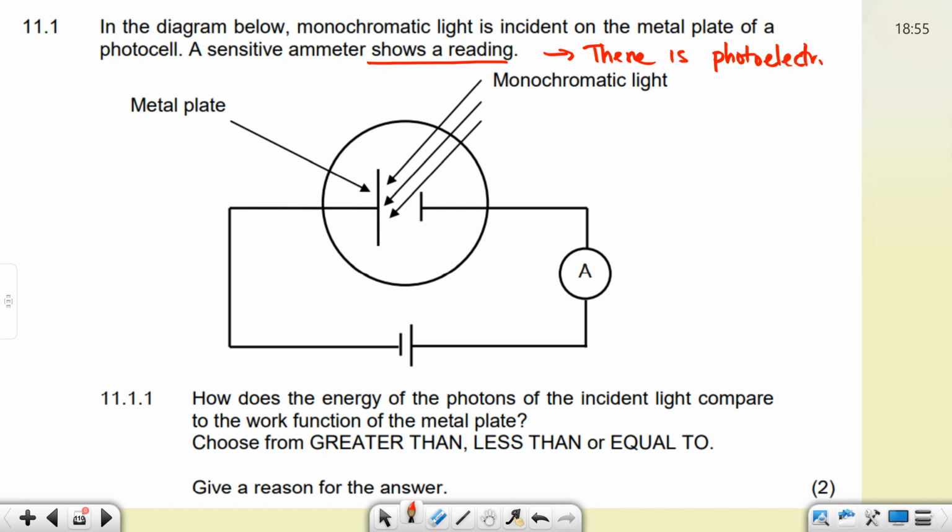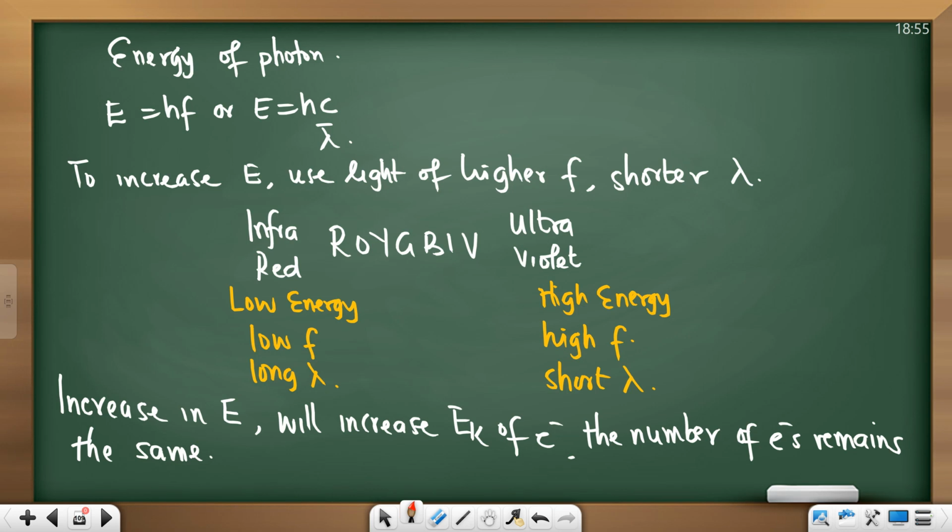And what are the conditions for photoelectric effect? The energy of the light must be greater than the work function of the metal. The frequency of the light must be greater than the threshold frequency. The wavelength of the light must be less than the threshold wavelength. Conditions for photoelectric effect. Very, very important. Conditions for photoelectric effect. Okay.